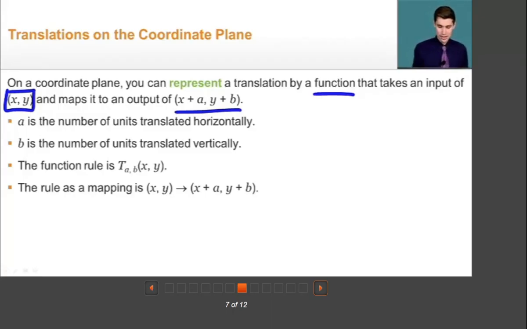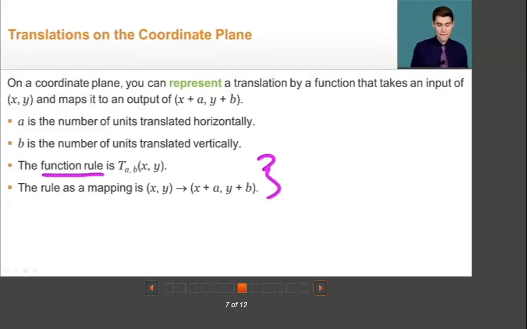In this case, the a is the number of units translated horizontally. If a is positive, that means the shape is going to move to the right, and if a is negative, the shape is going to move to the left. And b is the number of units translated vertically. So if b is positive, that means the shape moves up, and if b is negative, the shape is going to move down. Now, there are a couple different ways that you can notate a translation.